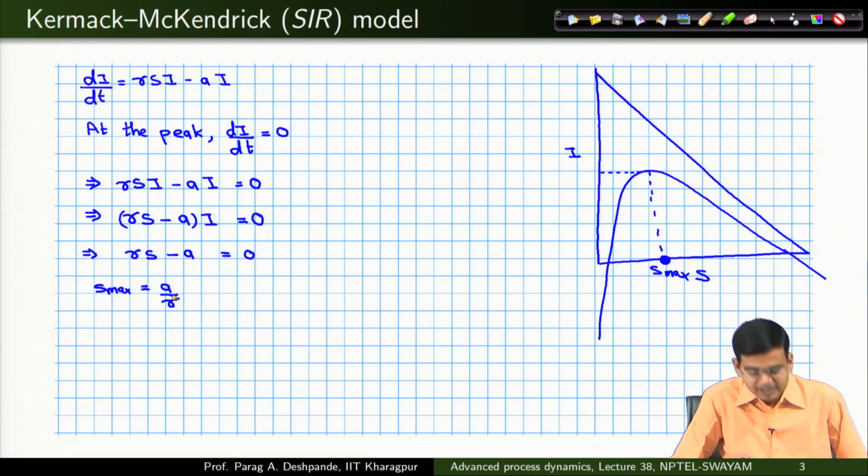Now it is not very difficult to see how to make a prediction on when you will reach the maxima. You will reach the maxima when the population of susceptibles in your system becomes equal to a upon r. That is the condition. Whenever this condition is satisfied, you will reach the maxima in the number of infected persons. Now, if this is the case, can we determine the number of infected persons at the peak, I max?